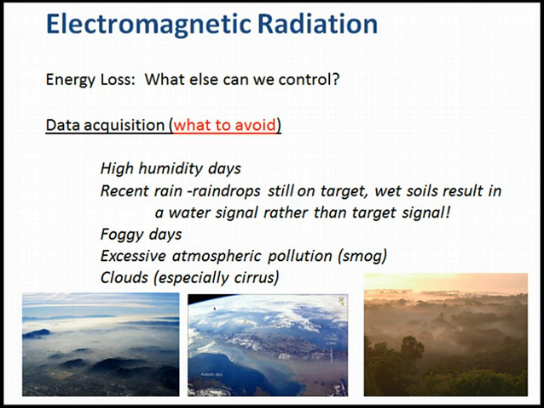The other option we have is to avoid any days where we know we have more of those particles that would result in higher scattering or higher absorption. For example, we might not want to use imagery from days that we know had very high humidity or that had a large percentage of clouds or fog, or even atmospheric pollution. If you have days where you know you have a lot of particles in the atmosphere, you're going to have a whole lot of atmospheric attenuation.